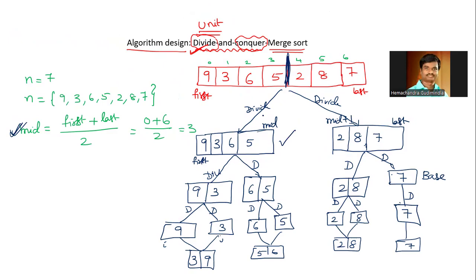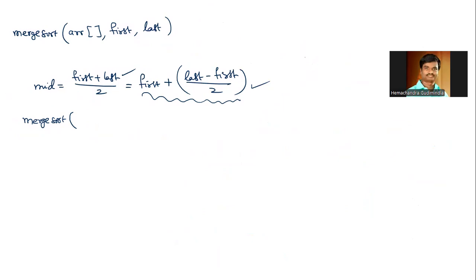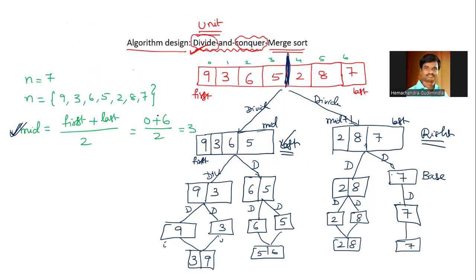So how many times do we have to divide? Left side we have to divide once, and the right side as well. So let us consider this is the left side and this is the right side. Now, when we are writing the code, we write merge sort, array of size n, and first and last. Similarly, merge sort also takes the array. What is the first index? First index is first only. What is the last index in the left side? It is the midpoint.